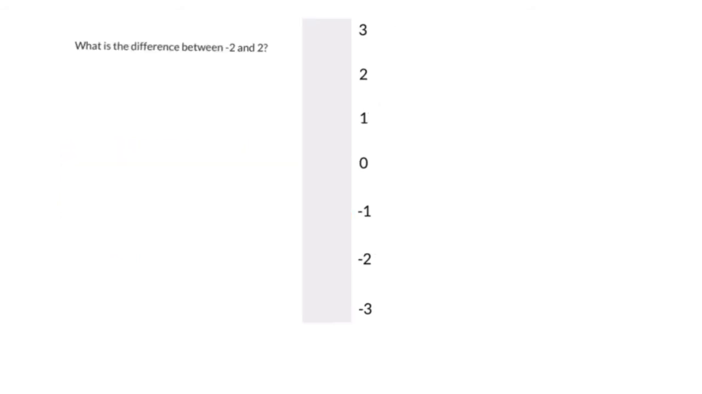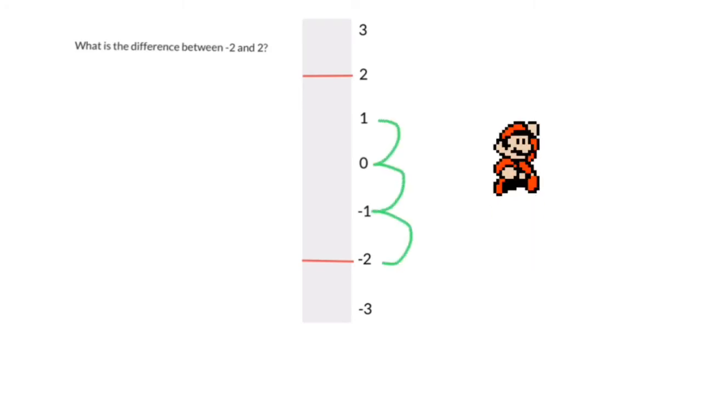You might be faced with a question like this. What is the difference between minus 2 and 2? Now I've marked these two off just so I can help you as best I can. Now let's do some jumps. 1, 2, 3, 4. So here you can see that there's a difference of 4. And if we were still talking about temperature and they had degrees Celsius next to them, you just add the symbols to the end. So it would be 4 degrees Celsius.